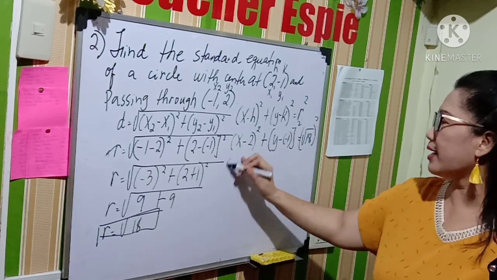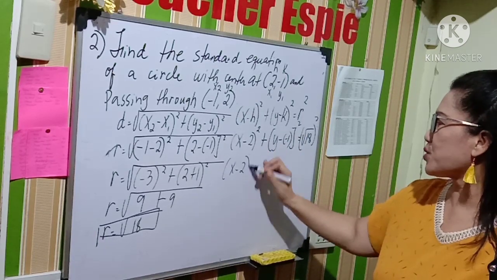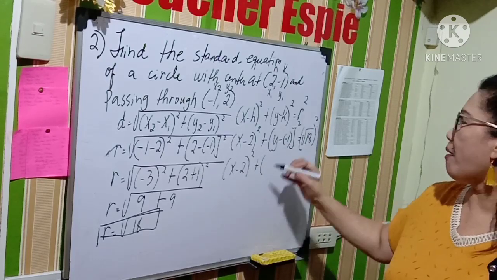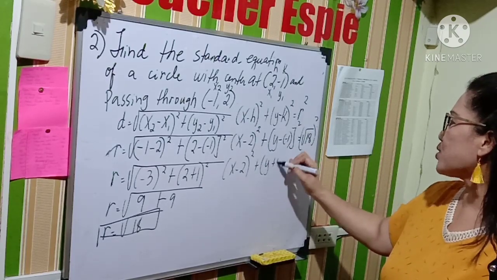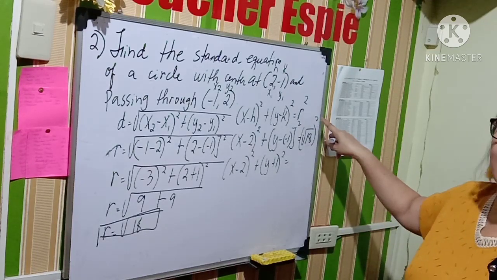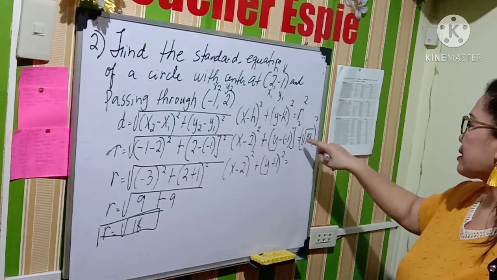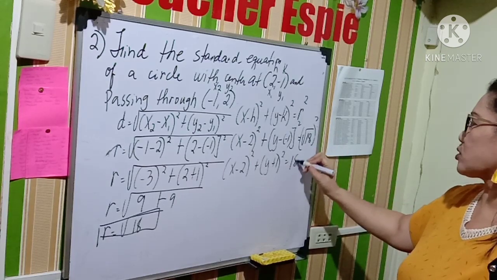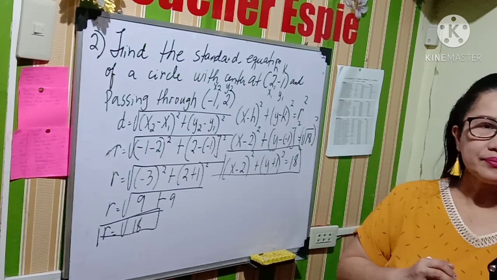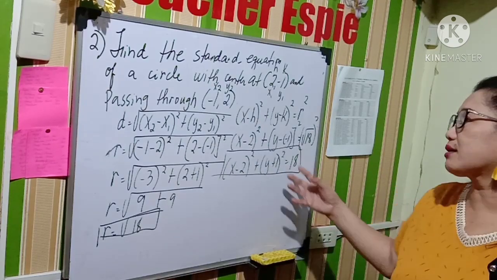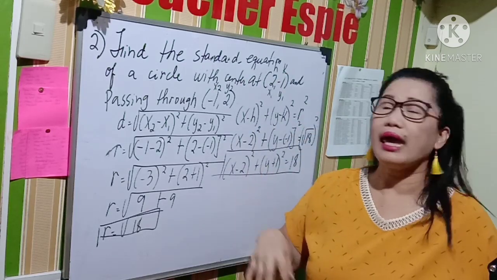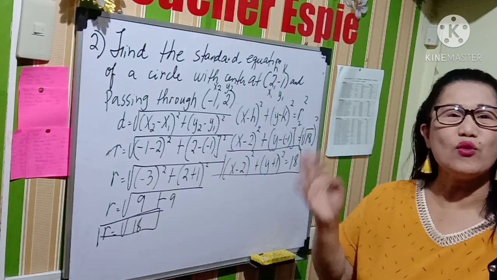So simplify: (x minus 2) squared plus, since negative times negative will give you positive, (y plus 1) squared, and after that, the square root of 18 squared. So we cancel the square root, and it becomes 18. So therefore, guys, this is now your standard equation of a circle given with a center at (2, -1) and passing through (-1, 2).